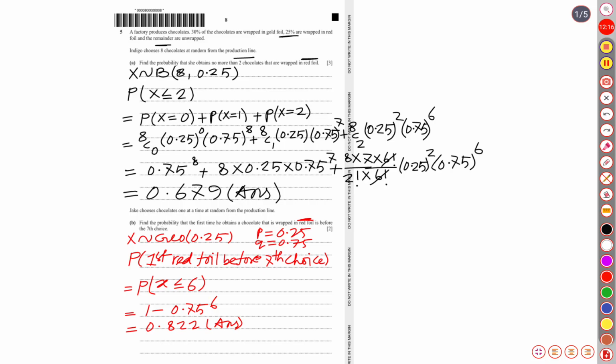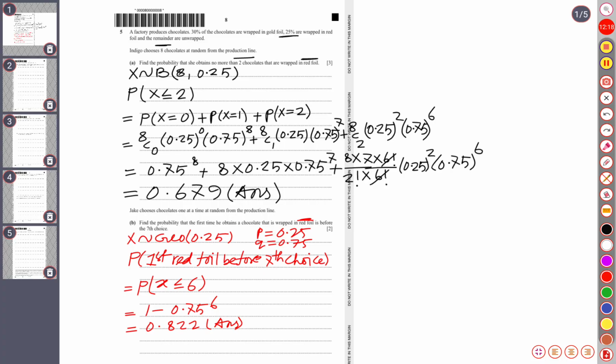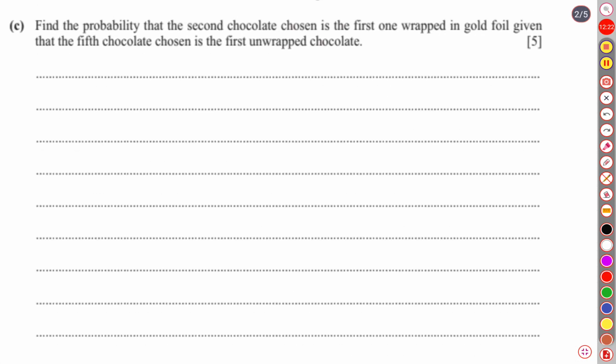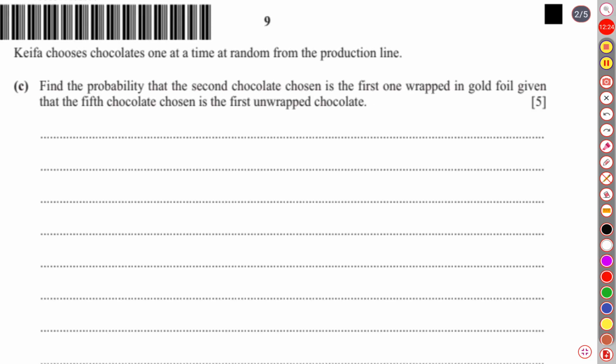Question number C is printed on the next page, which says: Kifa chooses chocolates one at a time at random from the production line. Find the probability that the second chocolate chosen is the first one wrapped in gold foil, given that the fifth chocolate chosen is the first unwrapped chocolate.